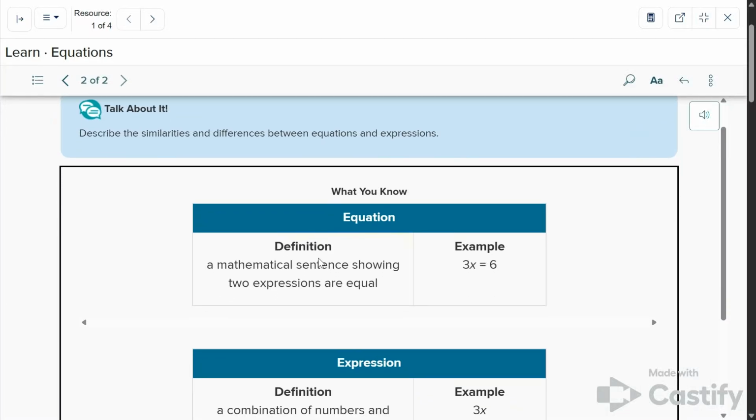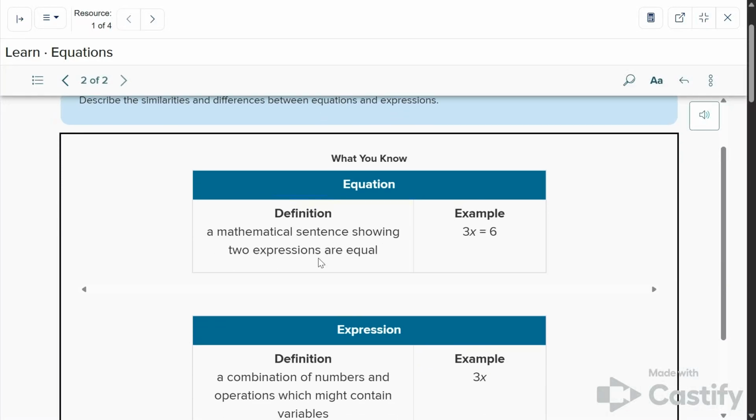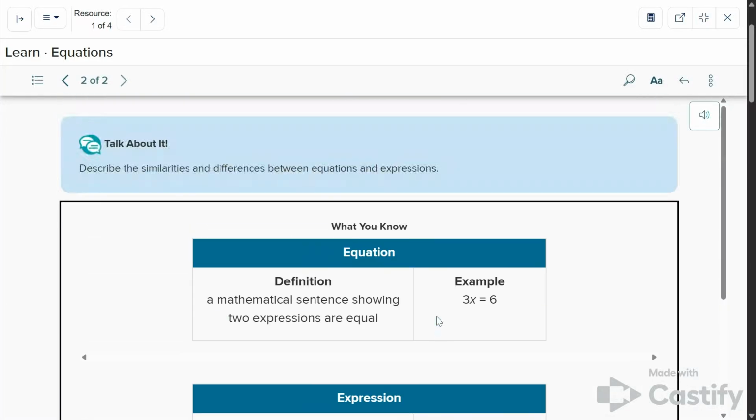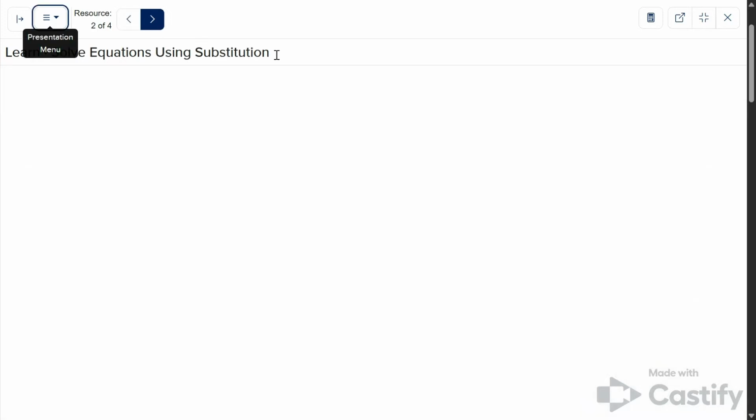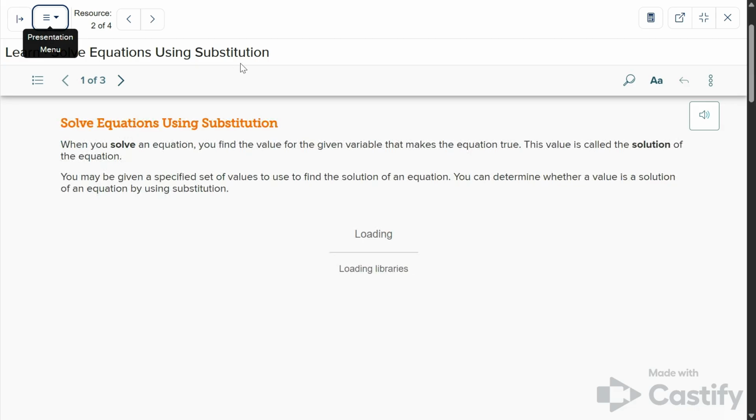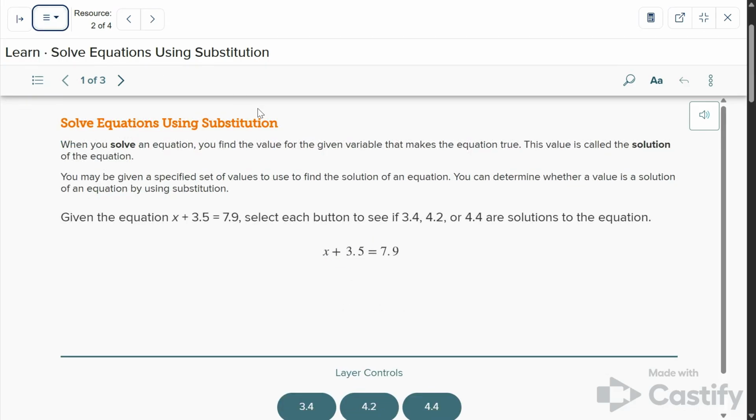I just did this. The similarities and differences between equations and expressions. Here it is. I just said that. I'm smarter than the book. All right, here we go. Here's what we're going to do with these equations. I wish that would go away.